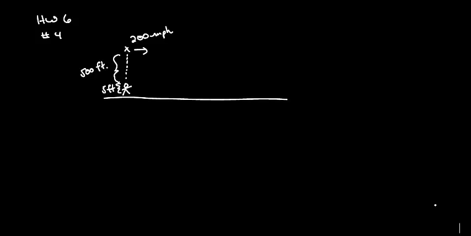So for this problem, we've got an airplane that's flying at an altitude of 5,000 feet. We put an extra 0 there. That'll make a difference in the problem here. So it's at an altitude of 5,000 feet, which is approximately a mile, just a little bit underneath. And it's flying at 200 miles per hour directly overhead.